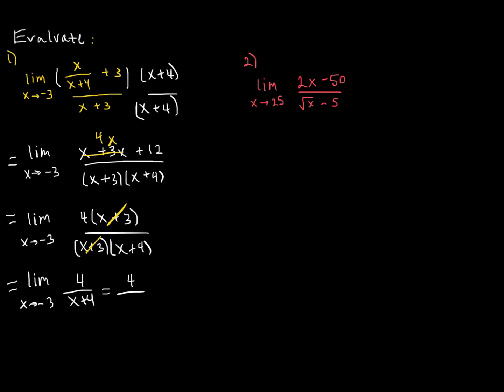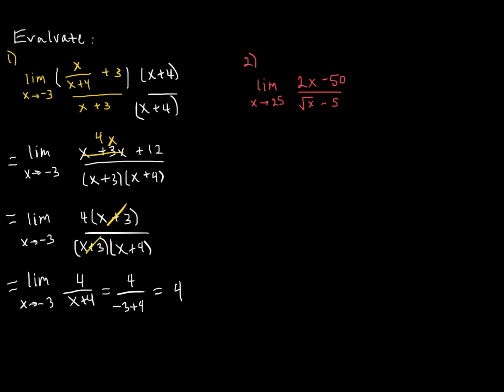It's going to be 4 over -3 plus 4, which is going to be 4 over 1, or 4. Okay? So a little trick there. All right, let's take a look at the second one.